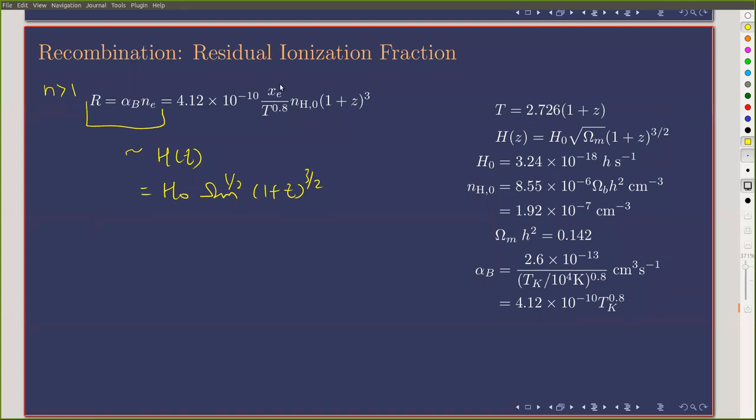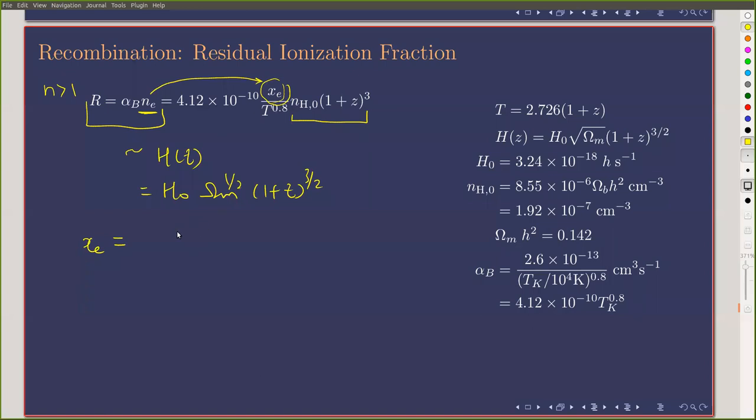And so we can calculate this number density. This is the number density of electrons, and it can be expanded as the ionization fraction, which we want to calculate, times the total number density of hydrogen. And that is a function of redshift. So there are two functions of redshift here, and we can calculate xe as a function of redshift.